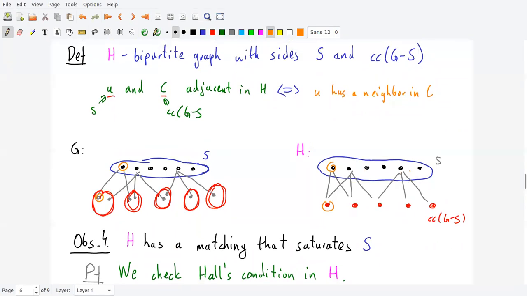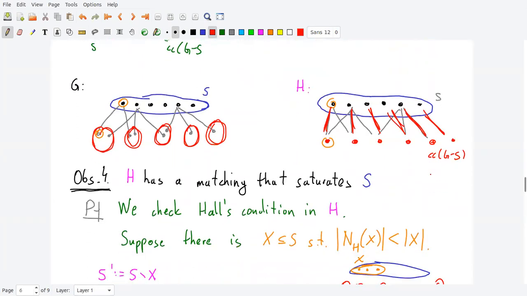Okay, so let's try to understand the structure of this bipartite graph. And I claim that from the maximality of S, I can argue the following observation: that this bipartite graph actually has a matching that saturates the side S. So I can find here a matching, maybe here I should have one more vertex, where every vertex of S is matched. So how do we prove it?